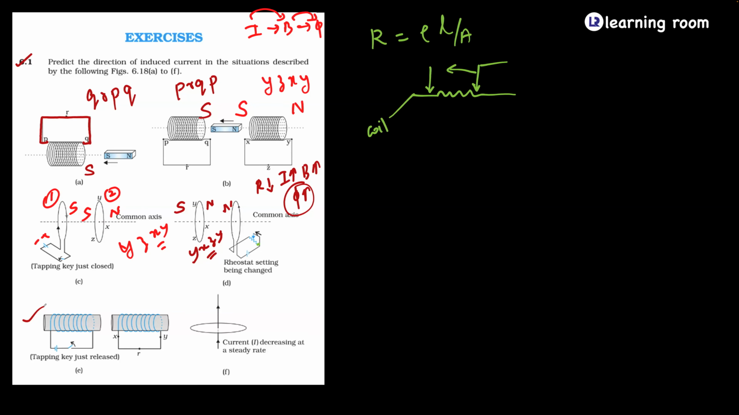When the key is just released, what will happen? Current will decrease or increase. See, when the key is closed, current is going to flow. If I switch it off, this will also get off. So current is going to decrease. If current decreases, what will happen to magnetic field? Current decreases, magnetic field decreases, flux will decrease. So whichever side is facing this side should have opposite pole.